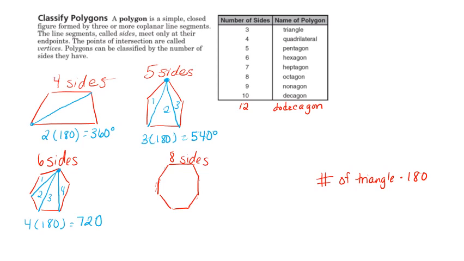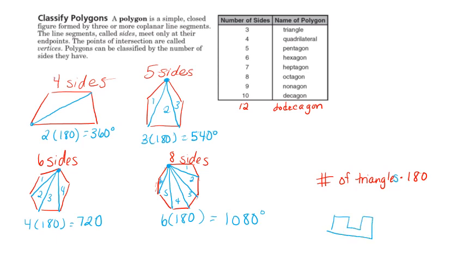Well, if I'm looking at the pattern, the number of triangles is always 2 less than the number of sides. So 4 had 2 triangles, 5 minus 2 was 3 triangles, 6 minus 2 is 4 triangles. So this should have then 6 triangles. All right, so we're going to pick a point. Let's draw the triangles. 1, 2, 3, 4, 5, 6, just like we thought. And then 6 times 180, this octagon has 1080 degrees in it. Okay, and that's true for all octagons, again, as long as they're not concave.